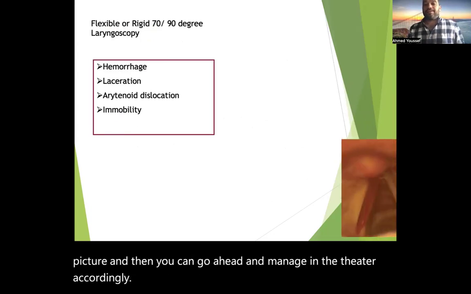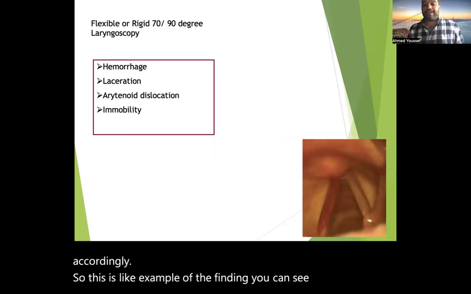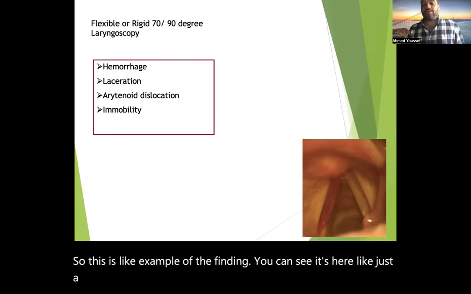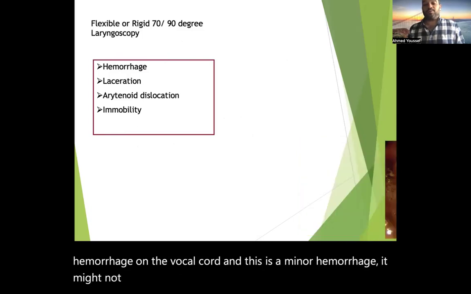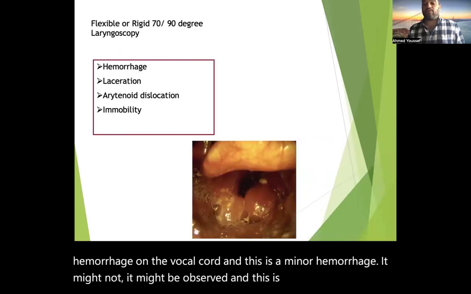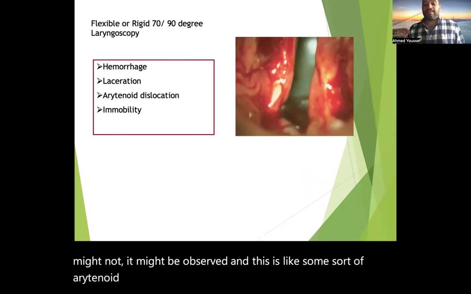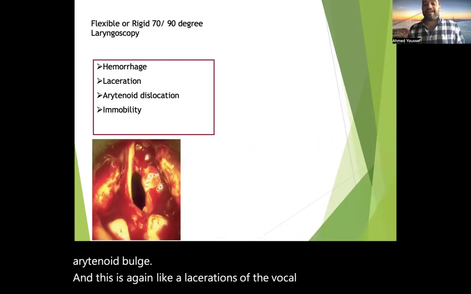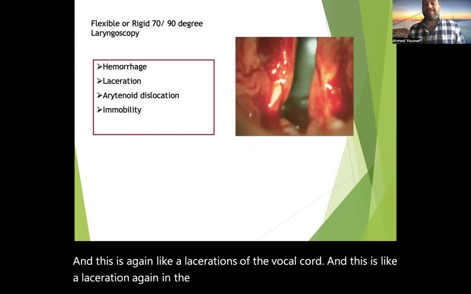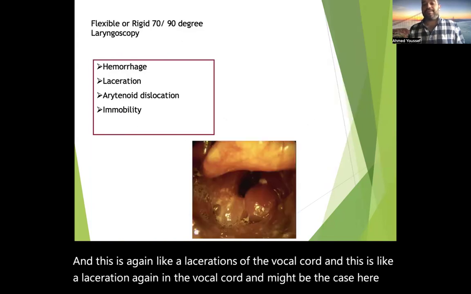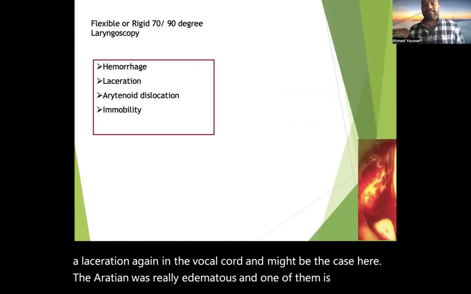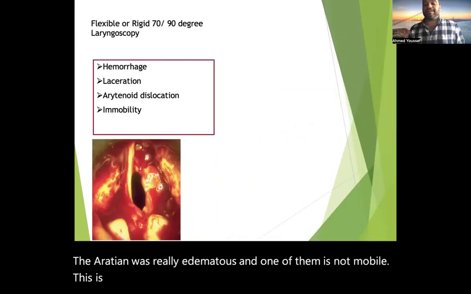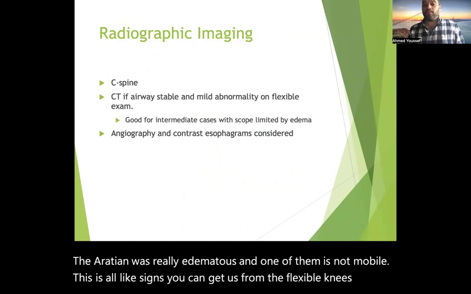So this is an example of the findings. You can see here just a hemorrhage on the vocal cord, and this is a minor hemorrhage. It might be observed. And this is some sort of arytenoid bulge, and this is a laceration in the vocal cord, and this is a laceration again in the vocal cord. And in this case, the arytenoids are really edematous, and one of them is not mobile. These are all signs you can get from the flexible nasendoscopy, and it's really important.